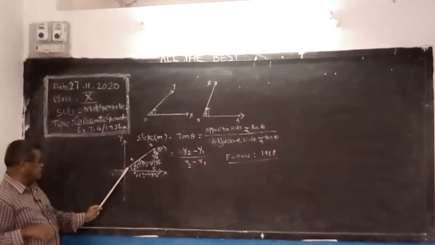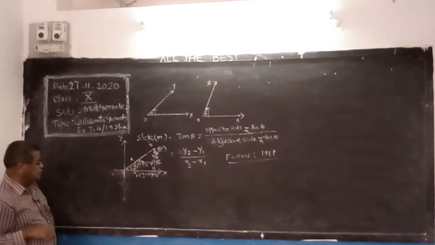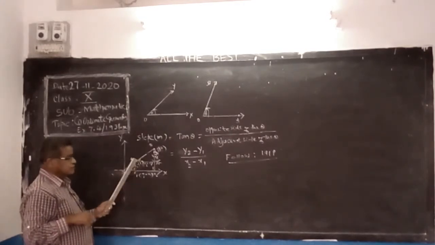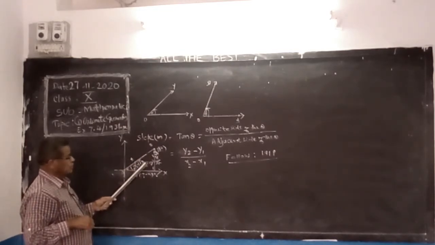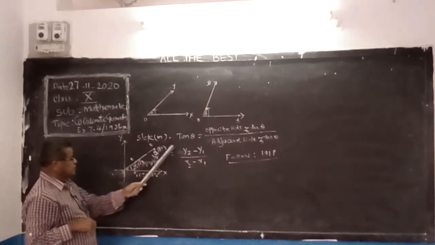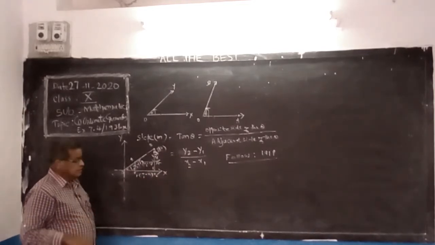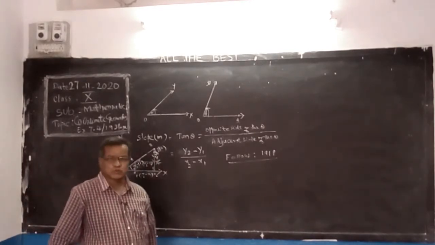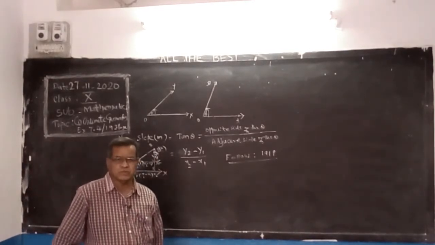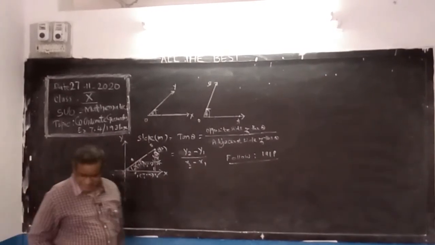This angle, same angle, corresponding angles. Theta we have to define. Theta definition is opposite side by adjacent side. Opposite side is y2 minus y1, and the adjacent side is x2 minus x1. When 2 points are given, we can easily find the slope of the line.